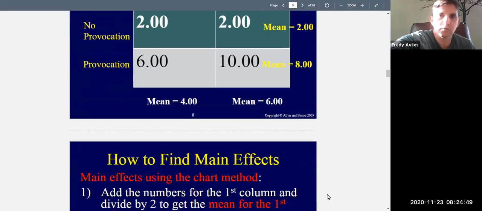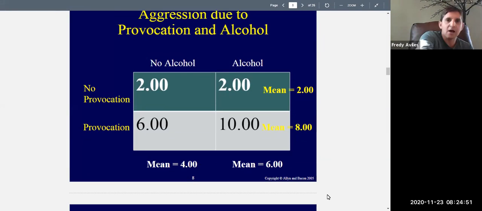All we're saying is this over here. Going down, no alcohol, 2 and 6, add those up, that's 8, divide by 2. Your mean, your average, is 4 for no alcohol. That column, the average is 4. For alcohol, 2 and 10, add those up, that's 12, divide by 2, that gives you 6 for the average for the alcohol column.